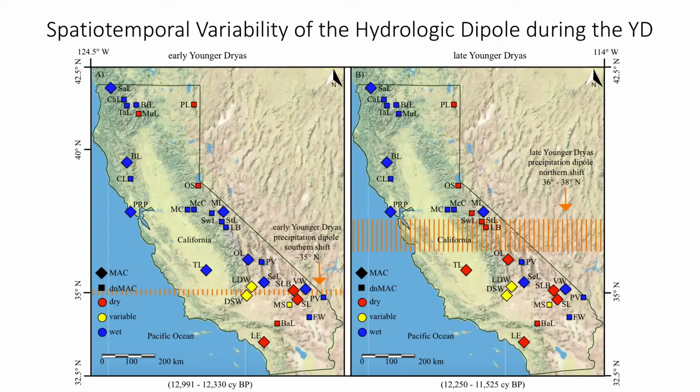Overall, the precipitation dipole during the Younger Dryas suggests that it was persistently positioned below the 500-year average at 40 degrees latitude and centered around 35 degrees during the early Younger Dryas and between 36 to 38 degrees north latitude during the late Younger Dryas.